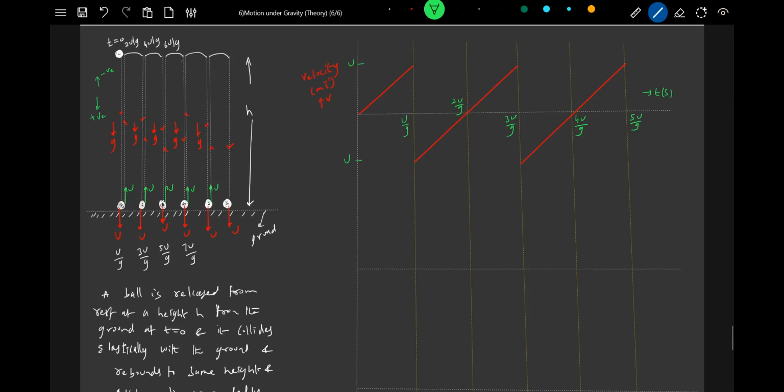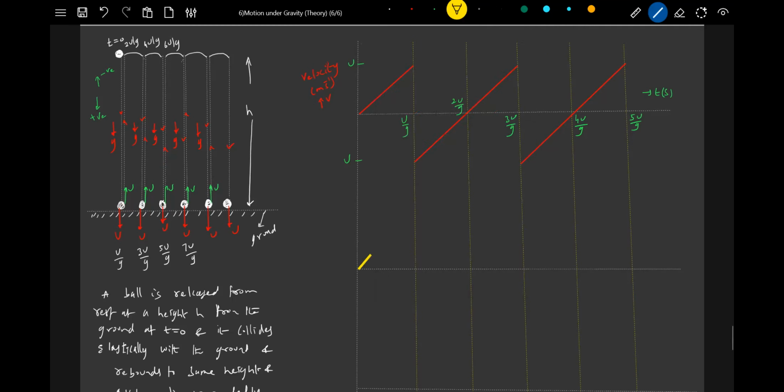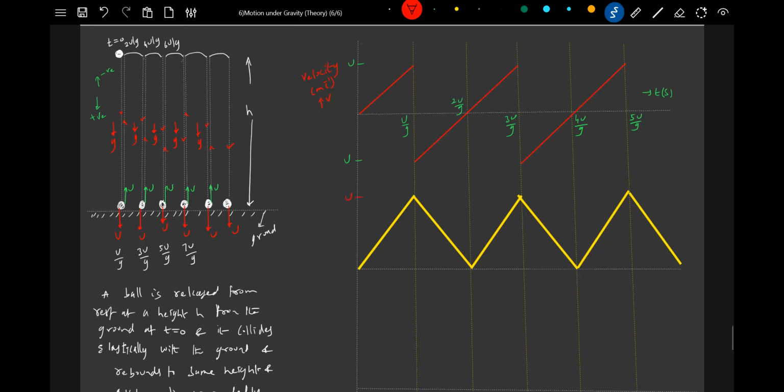What about the speed versus time graph? Speed will increase, then start decreasing. Then again it will increase, again decrease, again increase. Like that it will repeat, at u by g, 2u by g, 3u by g, 4u by g, 5u by g.